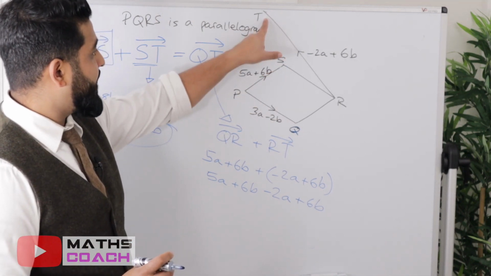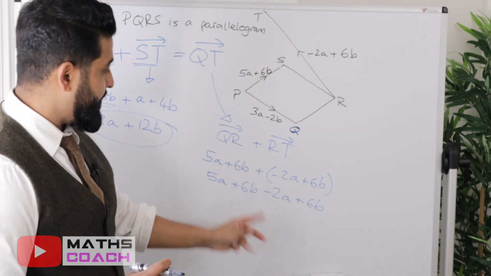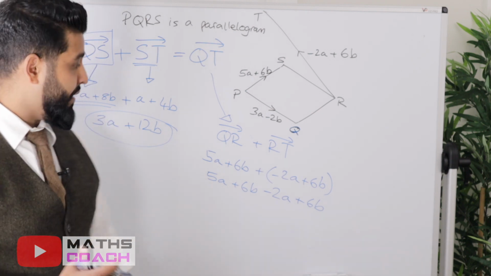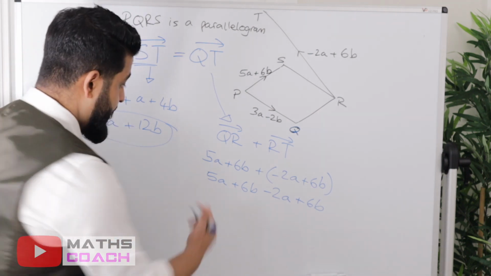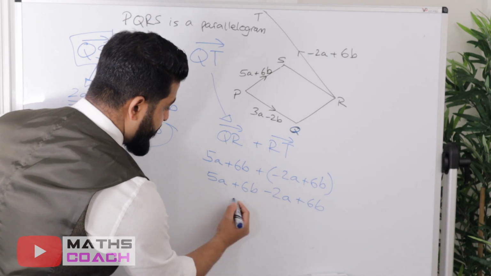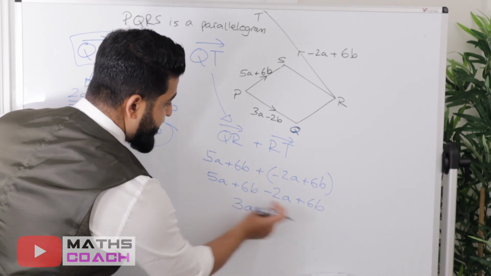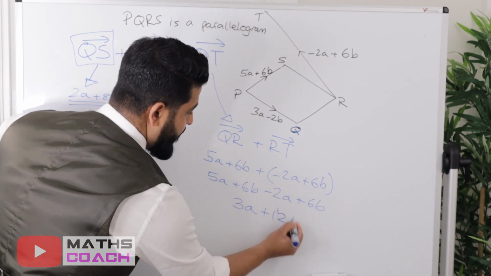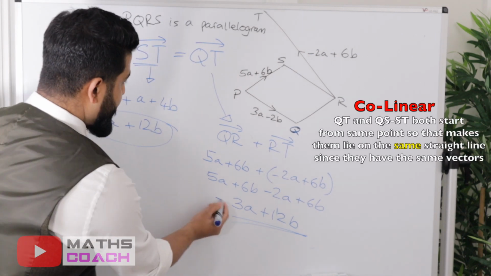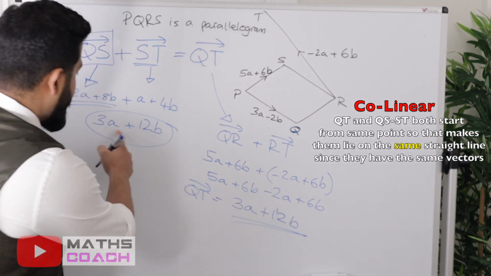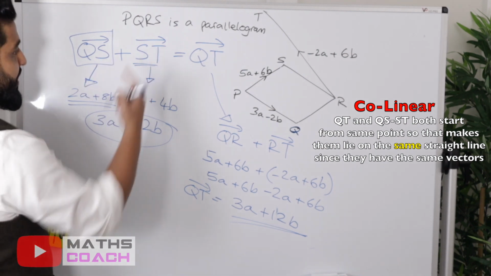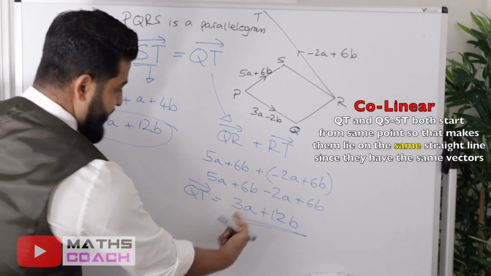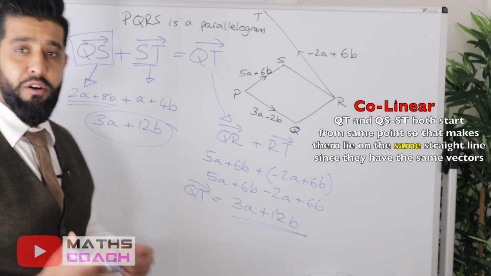Now, this is the part that will tell us whether QS and ST lie on the same straight line. Because if this adds up to what we calculated, then they are equal and therefore they are on the same straight line. So let's add this up. 5a minus 2a, that gives us 3a. 6b plus 6b, that gives us 12b. So separately we worked out Q to T, and this is the addition that we worked out of QS and ST. We know that they are the same, 3a plus 12b, and that's also 3a plus 12b, therefore they lie on the same straight line.